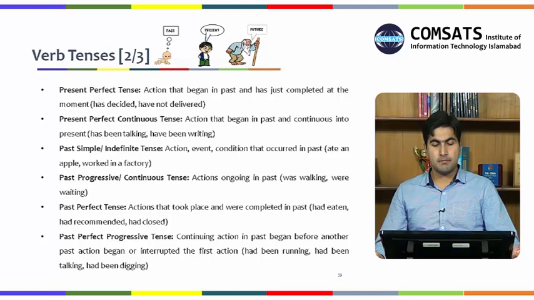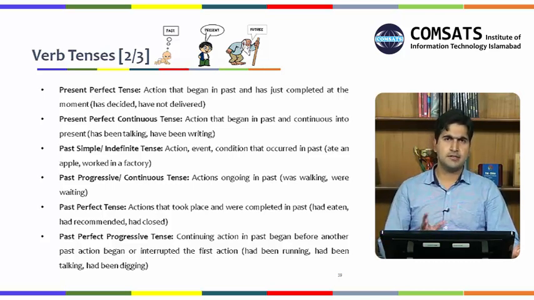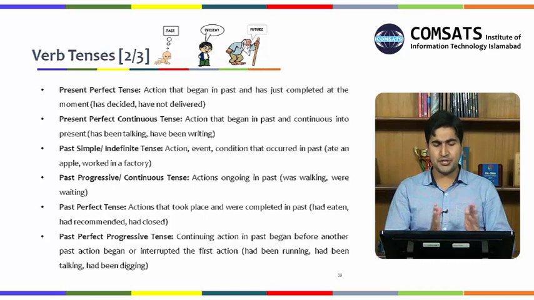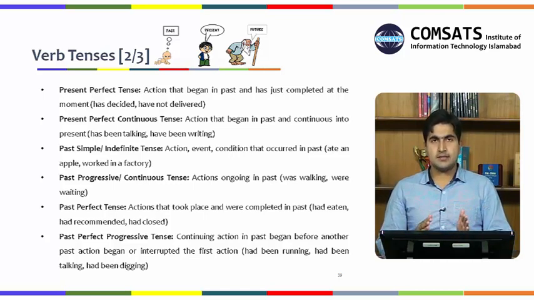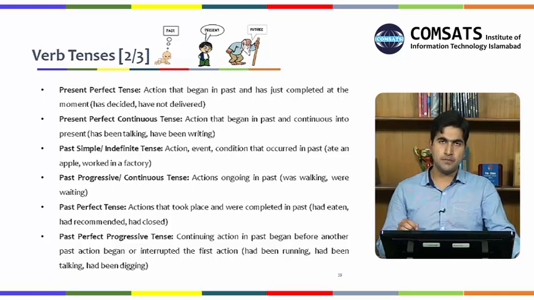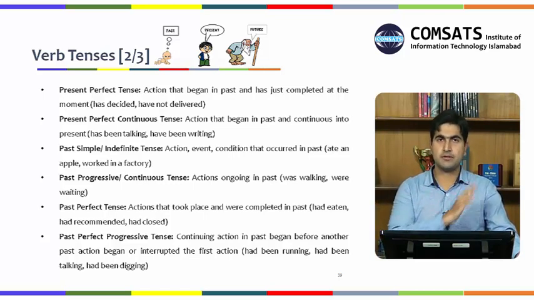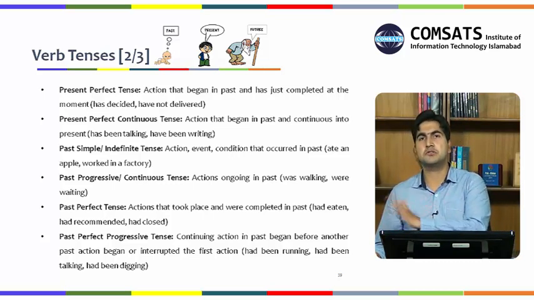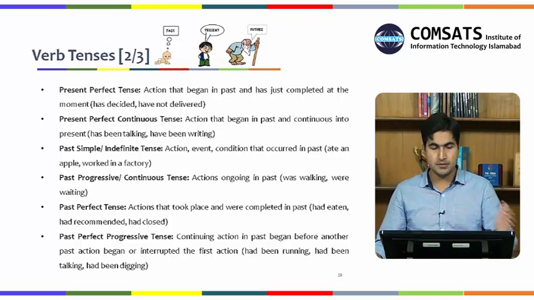And then past perfect progressive: a continuing action in the past that began before another past action began or interrupted the first action. This one is a bit tricky, but it's quite simple. The point here is that this past action which began ends and is interrupted by another action, and that is something you have to state within your sentence as well. So it is an action which started in the past and continued until another action began and interrupted the first one. That's the way you state it: "had been running for so many hours till he reached the school." This is the way you have to end or interrupt it.